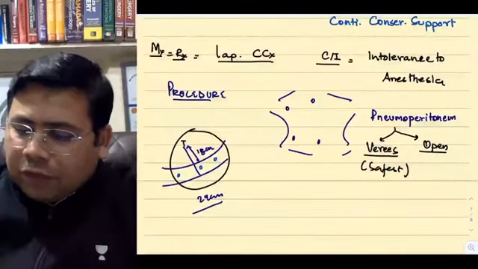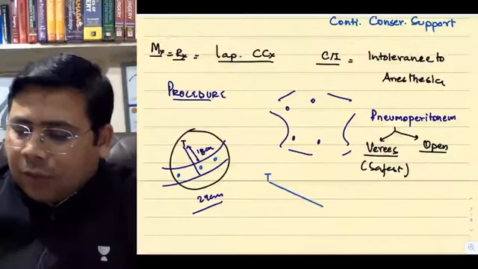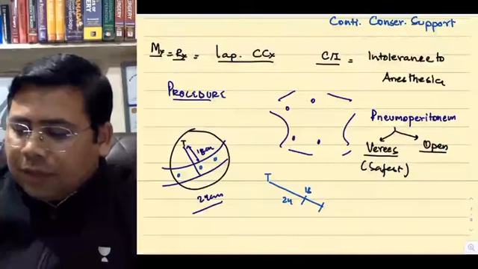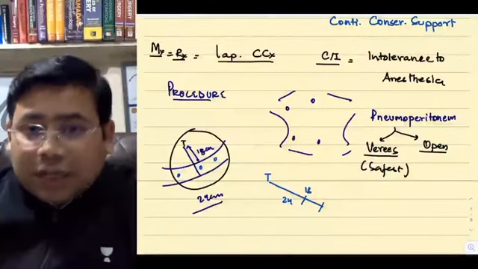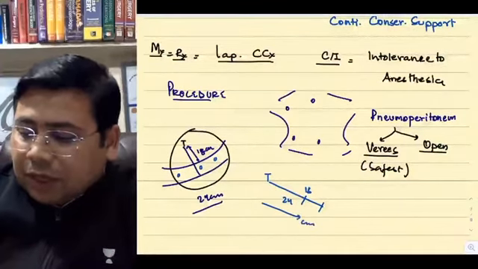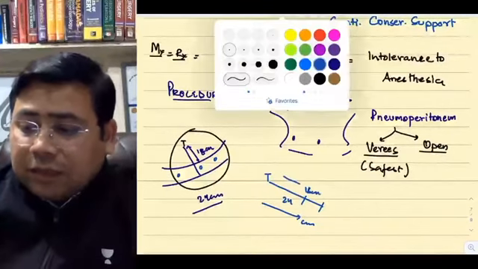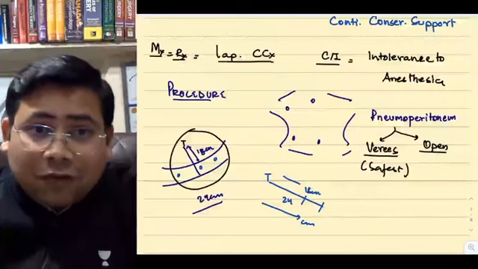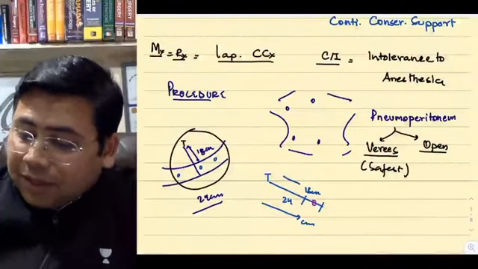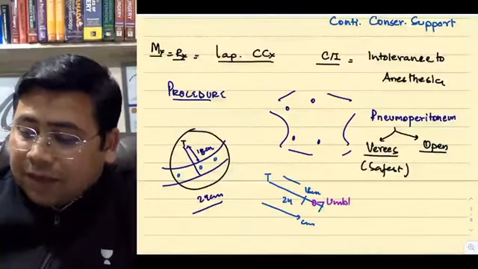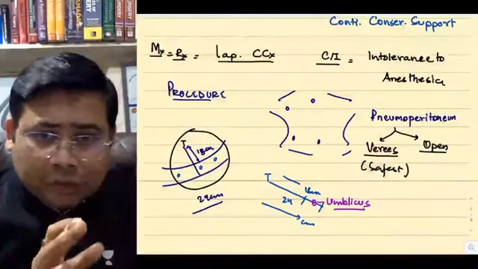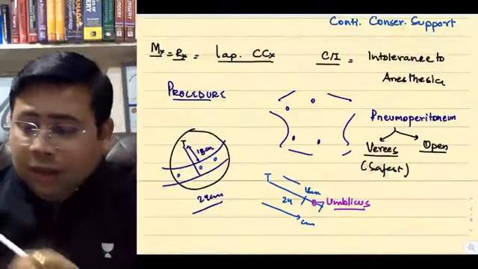So camera port, if you talk about the target, the camera port should be in between the 18 to 24 centimeter mark. Now, what is the advantage of this 18 to 24 centimeter concept? The advantage is that majority of the time this falls at the level of umbilicus, and that is why umbilicus is the most favorable site for insertion of what? The telescope.